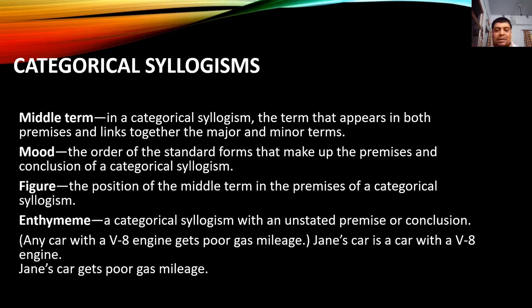So you can simply say middle term is the connecting link between the major and minor term. Now there is mood. So what is mood? The order of the standard forms that make up the premises and conclusion of a categorical syllogism. There are different kinds of mood. I will explain afterwards what those arrangements or forms of premises and conclusion are.